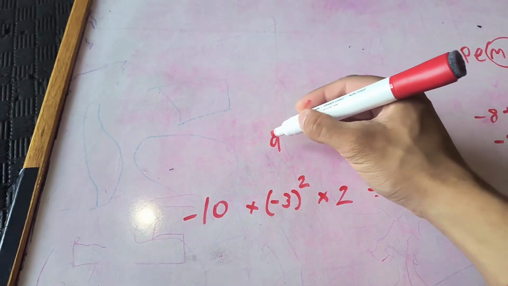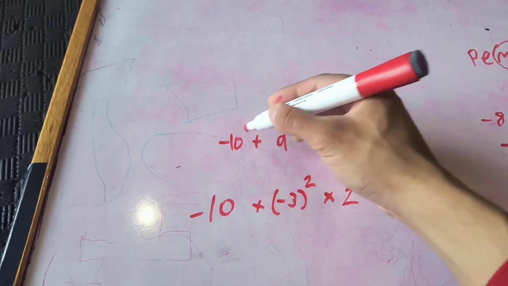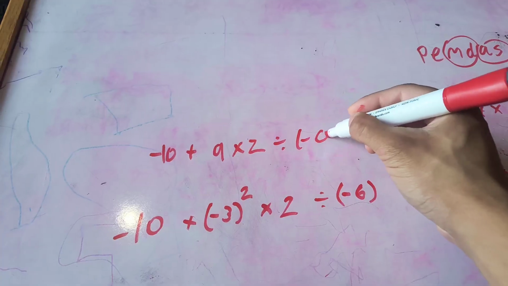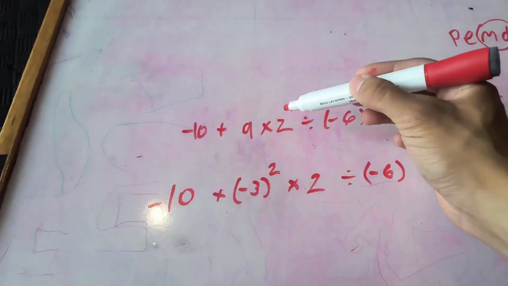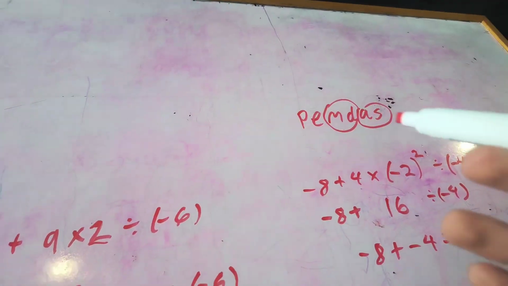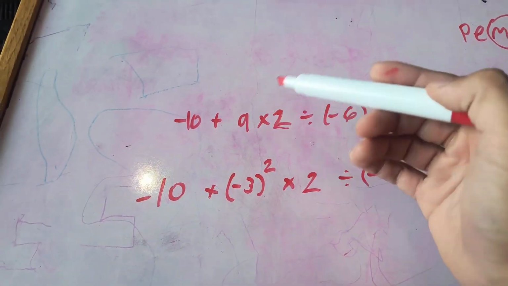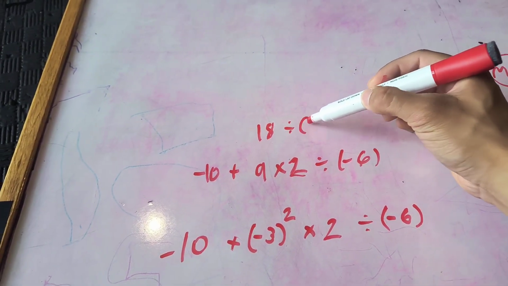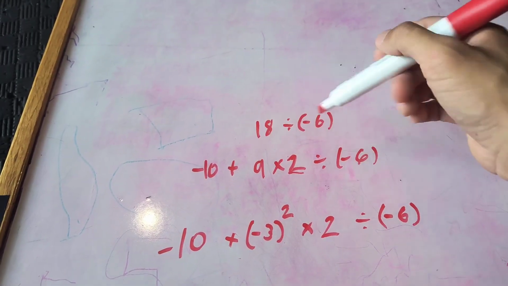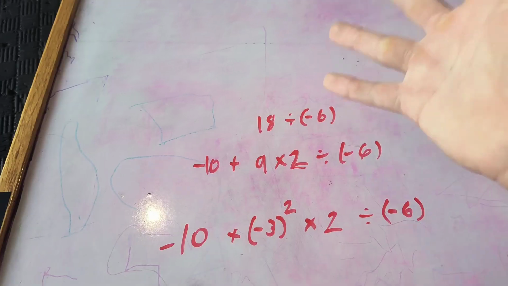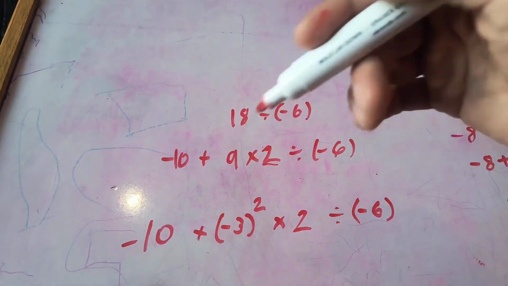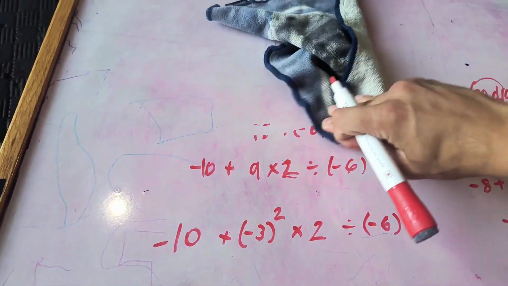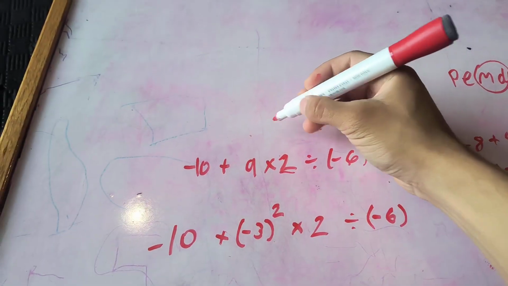So then this becomes 9 plus negative 10 times 2 divided by negative 6. Then we do multiplication and division, from left to right. 9 times 2 is 18. And divided by negative 6. 18 divided by 6 is 3. But a positive number divided by a negative number is equal to a negative number. So this part right here becomes negative 3.